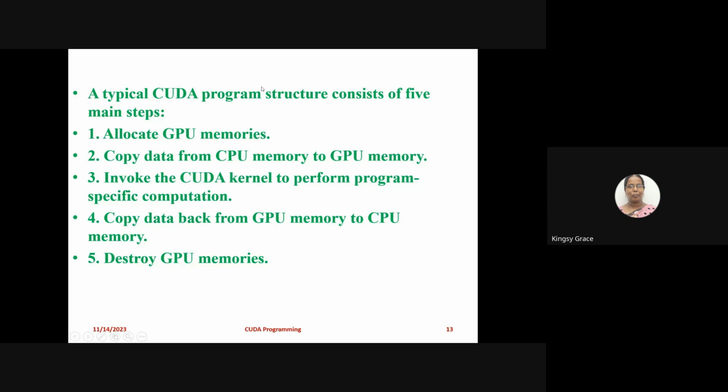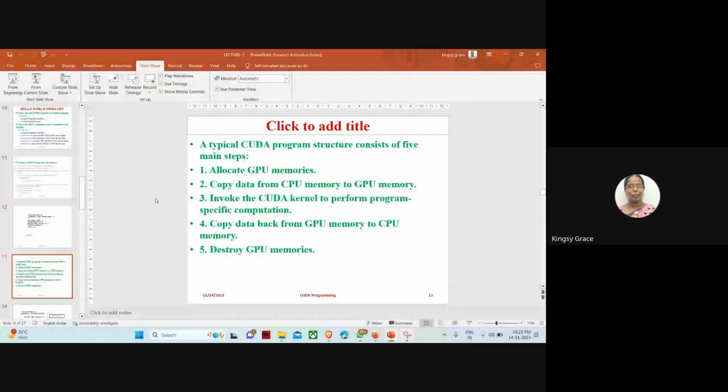So here the CUDA program structure has five main steps. First step is allocate GPU memories. Whatever data you want to process, for that you have to allocate GPU memory. Of course, we have to allocate CPU memory too. Then copy the data from CPU memory to GPU memory.